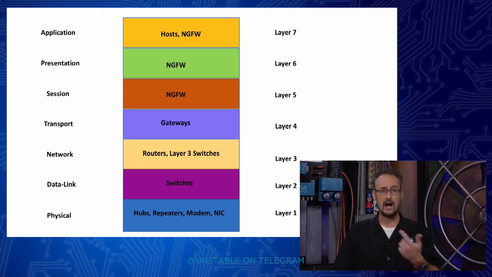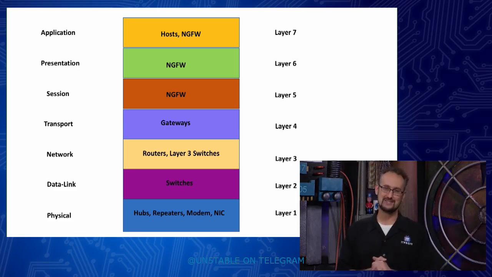So routers operate off of IP addresses and routing protocols. Then layer 3 switches. And why do we call it a layer 3 switch? Well, you're going to have to wait until I explain a switch, and then we'll come back to it. That's not too nice of me, right?